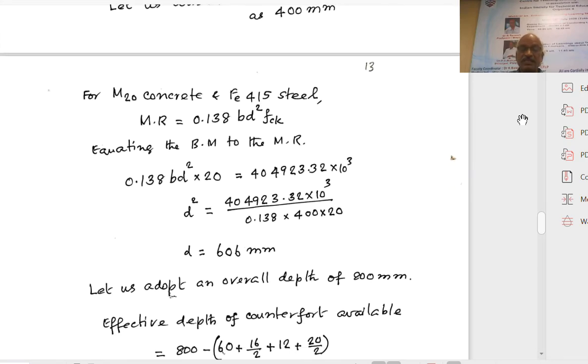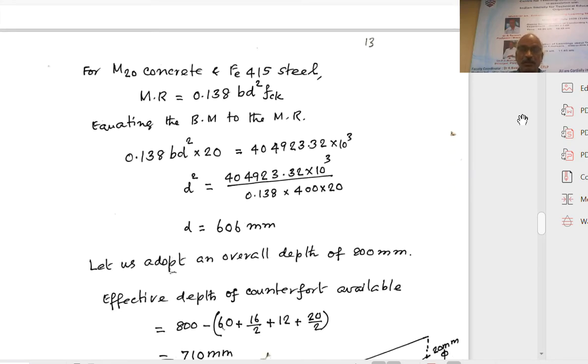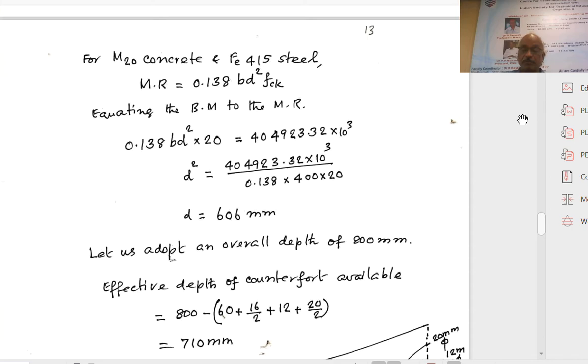So equating bending moment to the moment of resistance, we find out the depth of the counterfort. We are getting 606. I told earlier that front counterforts need not be designed or provided for the entire height. We are going to design it. Now this is the depth of the counterfort at the upright slab section. So D equal to 606. Let us assume an overall depth of 800 mm.